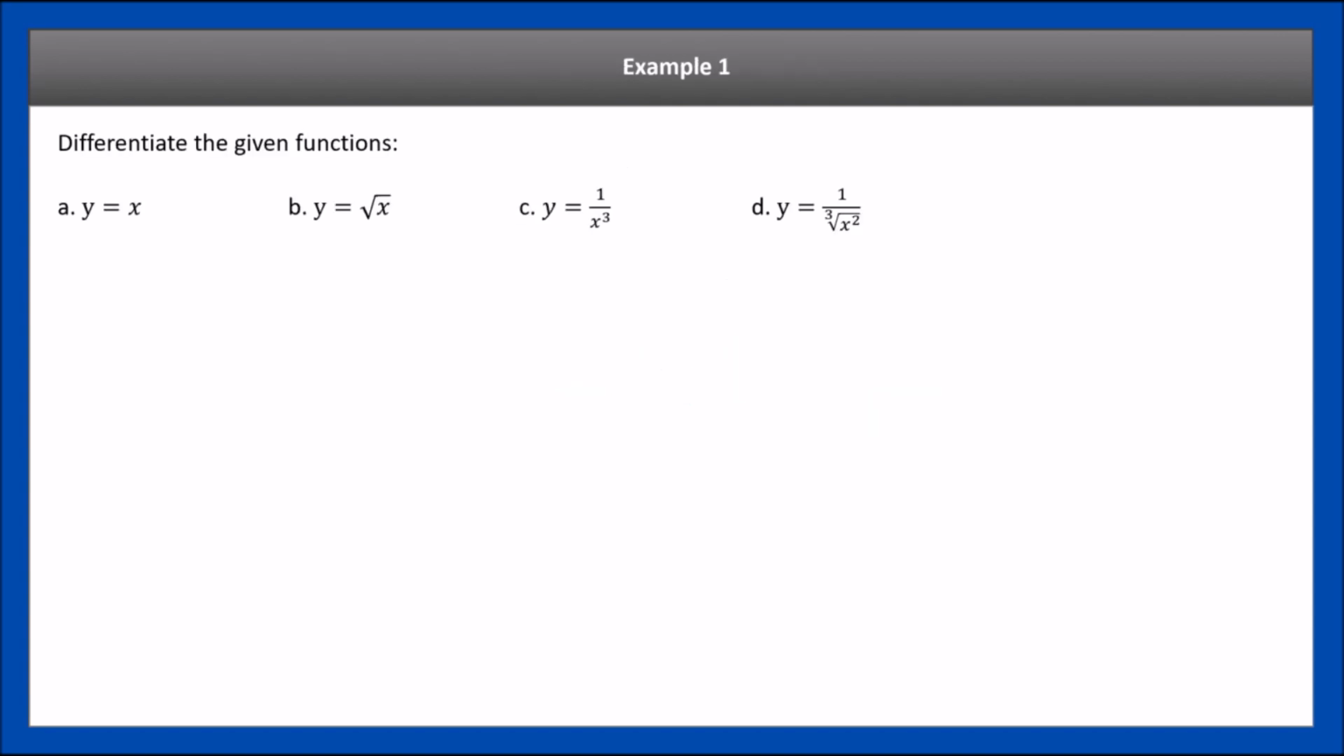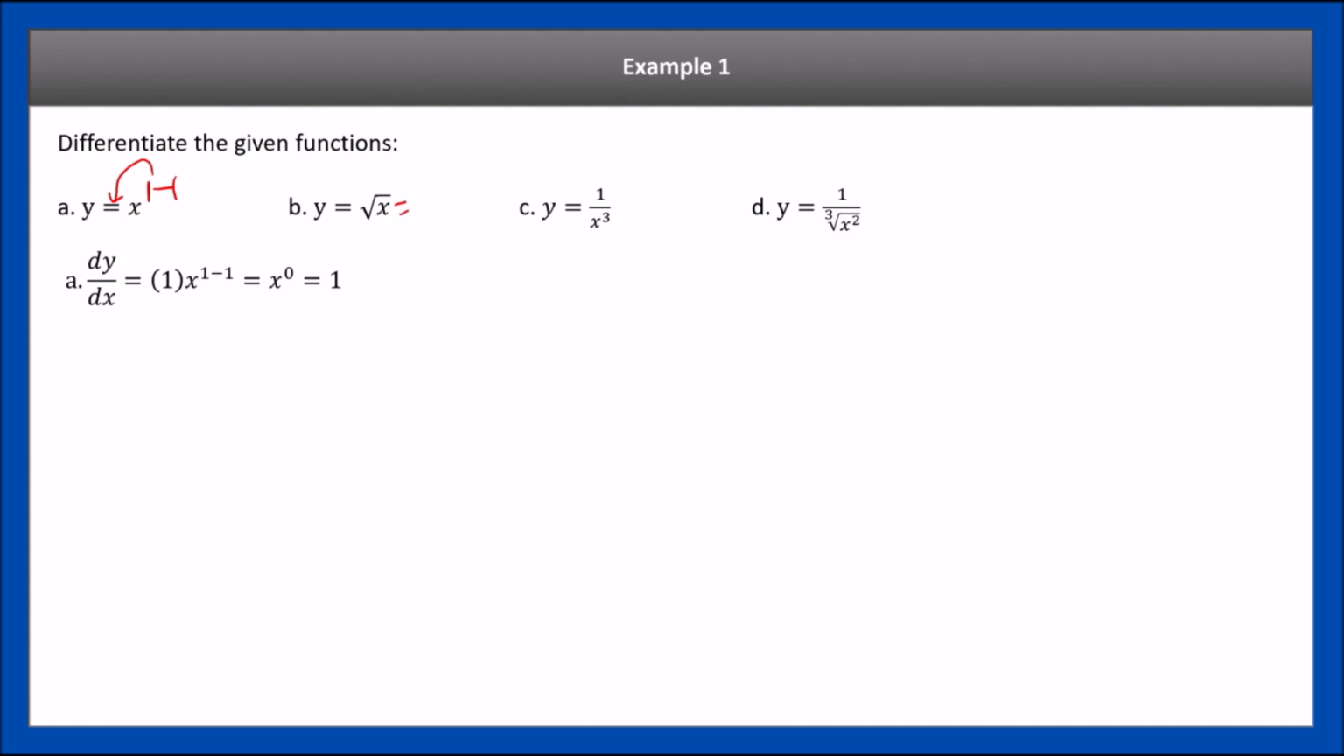So here we go, differentiate the given function. So y equals x. Well, remember, this is x to the 1st power. So if you use the power rule, you're really just bringing the 1 down and then subtracting 1 from the power. So it's going to be x to the 0 power. Anything to the 0 power is 1.